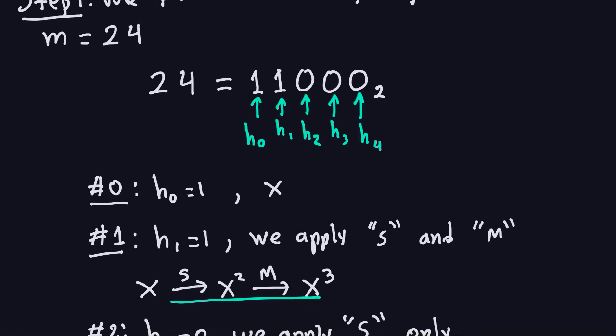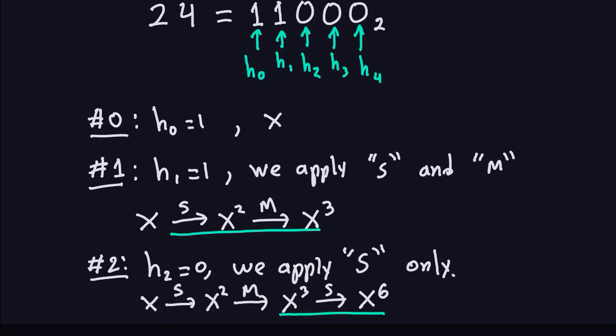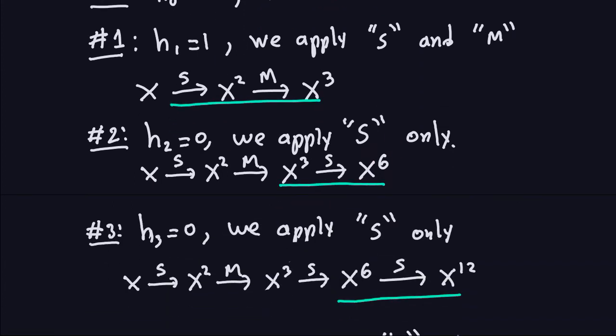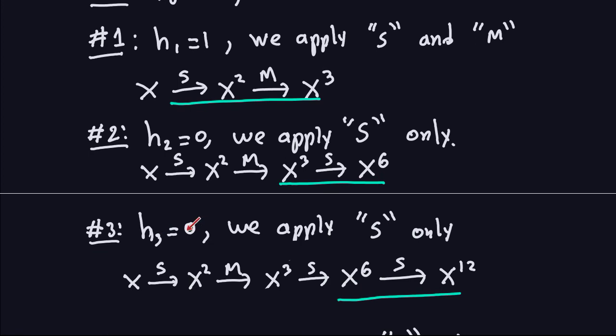Now what is the next h? It is H2. H2 is a 0. And every time you encounter a 0, we apply s. So from the x cubed I already have here, I apply s, which is a square. So if I square x cubed, I get x to the 6th power. Okay, the next one will be H3. H3 is 0. Because it's 0, I apply s only. I already computed x to the 6, and then I have to square it, so I get x to the 12.